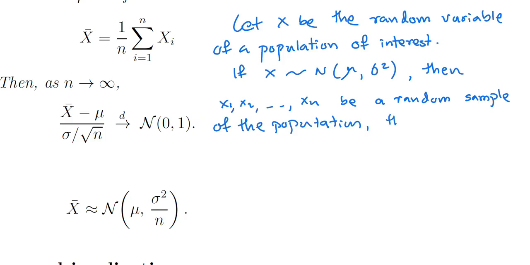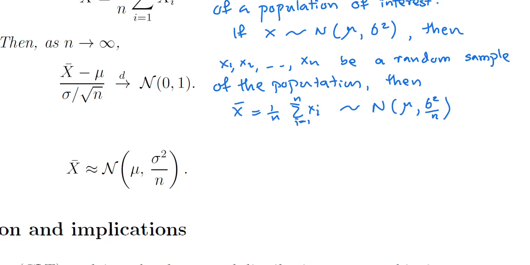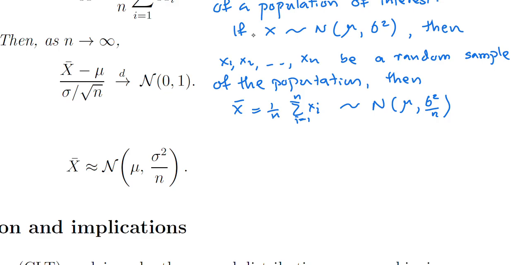then the sample mean X bar, which is the average of the samples, is also normally distributed with mean mu and variance sigma squared divided by n. That was theorem 4. That is when our population is normally distributed.